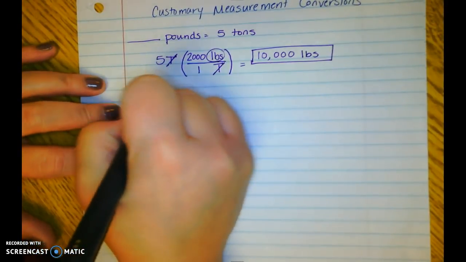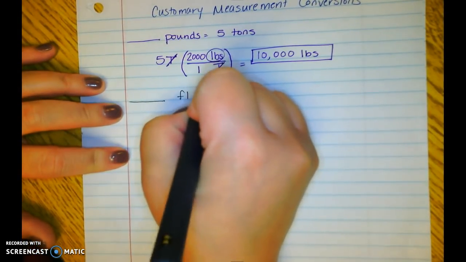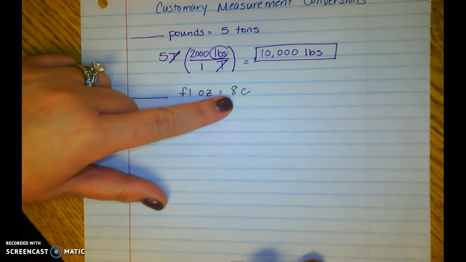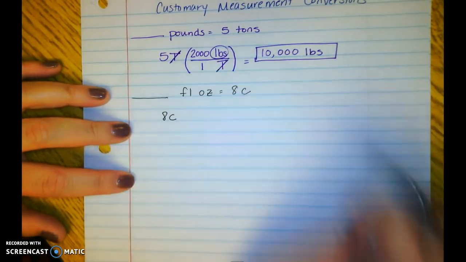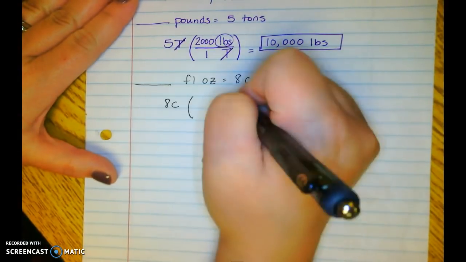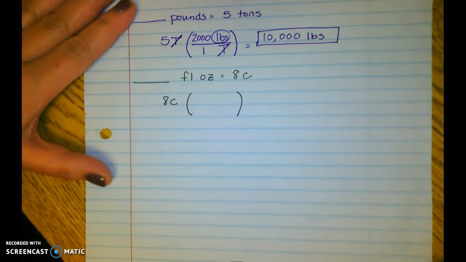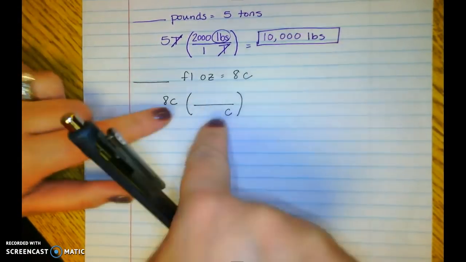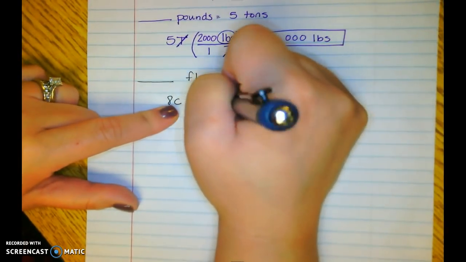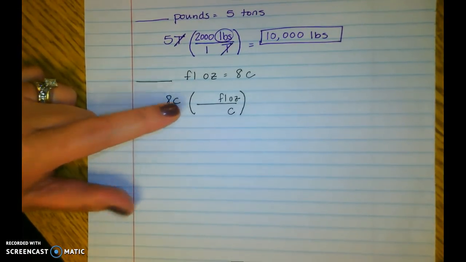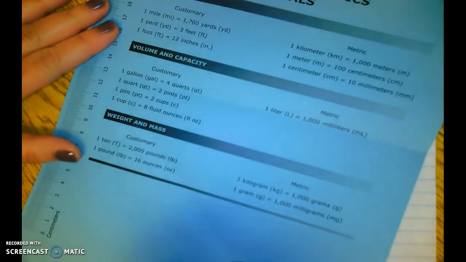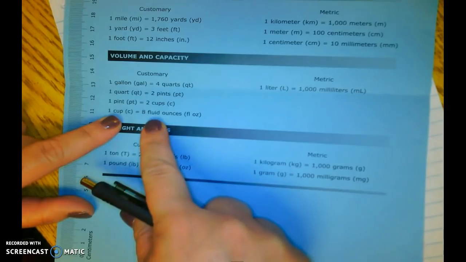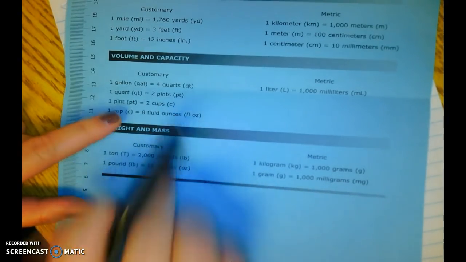So I'm going to look for how many fluid ounces are in 8 cups. So again, start with what I have. I'm going to have 8 cups. I'm going to set up my fractional relationship here that's going to be between cups, which I'm putting on the bottom, and fluid ounces. Then I'm going to go to my formula chart. I'm going to look up where it talks about cups and fluid ounces, and it tells me that there's 8 fluid ounces in 1 cup.